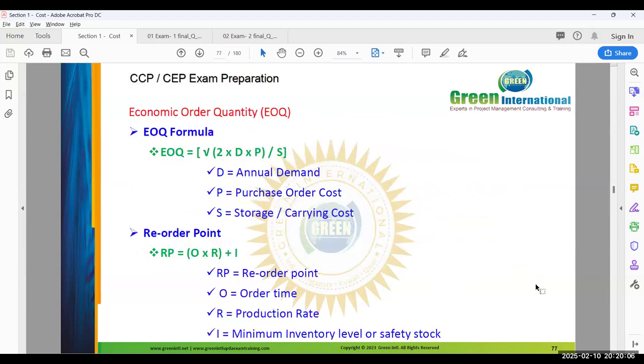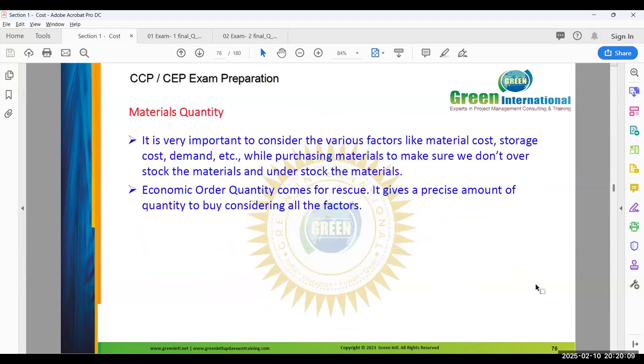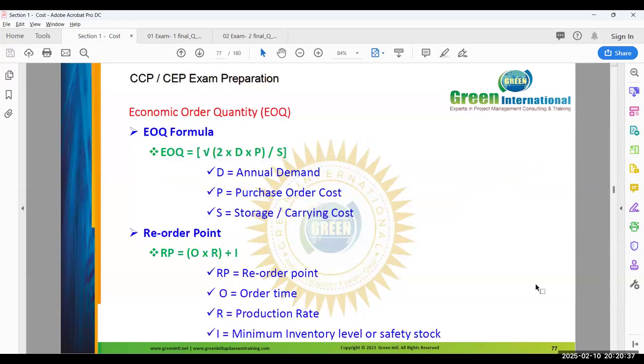Next thing is the quantity while purchasing the material. For a production company, we can't always keep a bulk stock. If you're keeping a bulk stock, you have to spend more money on warehousing and storage. So we will always make a purchase of an economic order quantity. These are the two formulas you need to memorize.